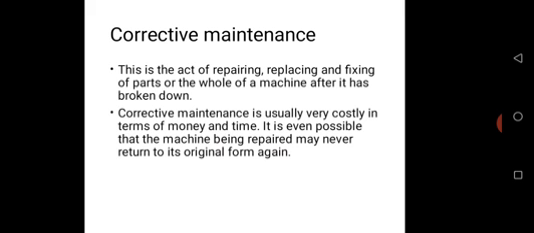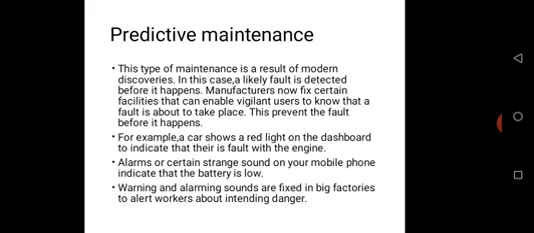And the last type of maintenance is what we call predictive maintenance. This predictive maintenance is a result of modern discoveries. These machines now come with some gadgets that give us signs of what is about to happen to the machine. In this case, the likely fault is detected before it happens. So manufacturers now fix certain facilities that can enable vigilant users to know that a fault is about to take place. So this prevents the fault before it happens.